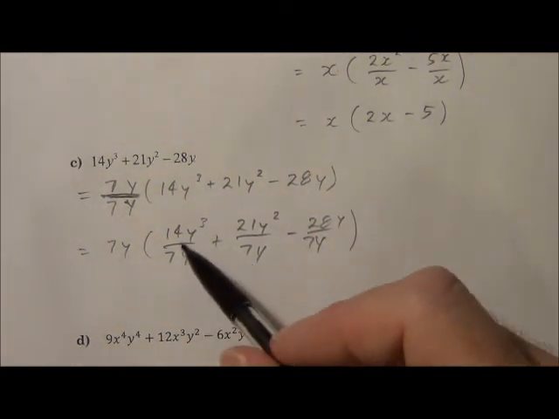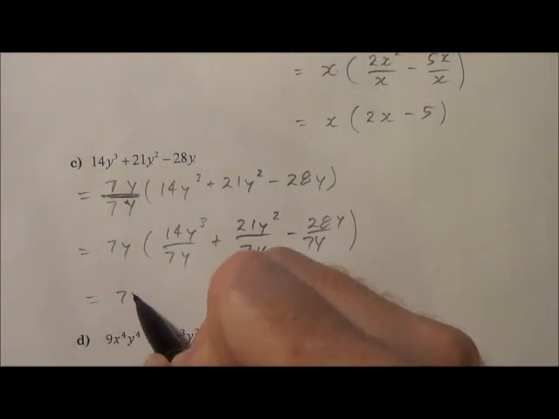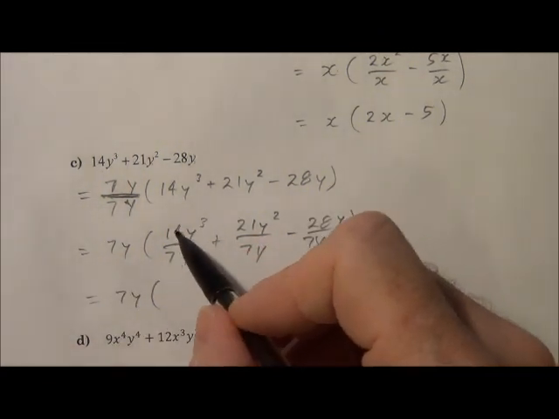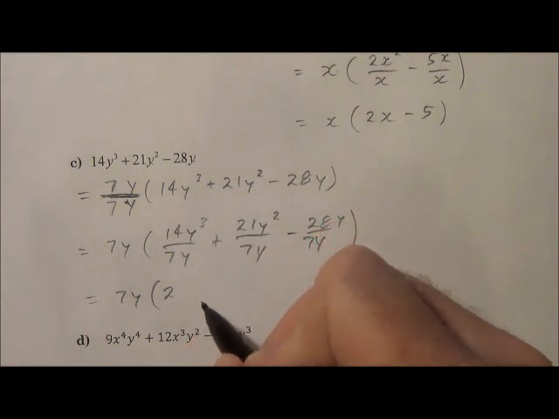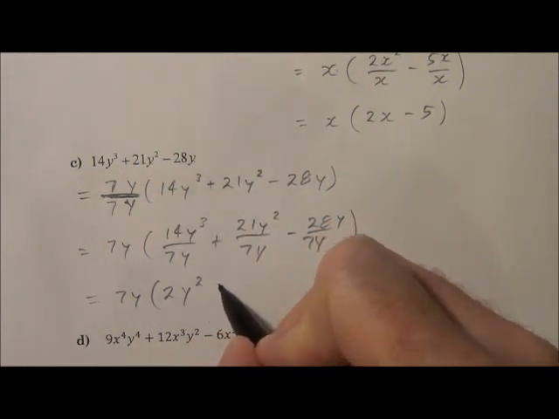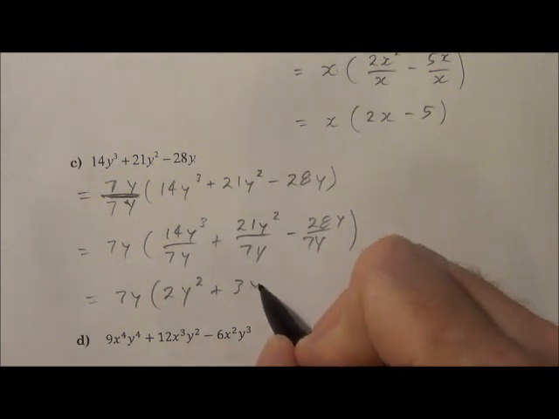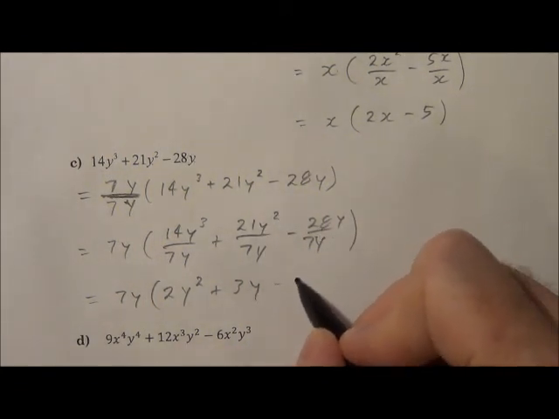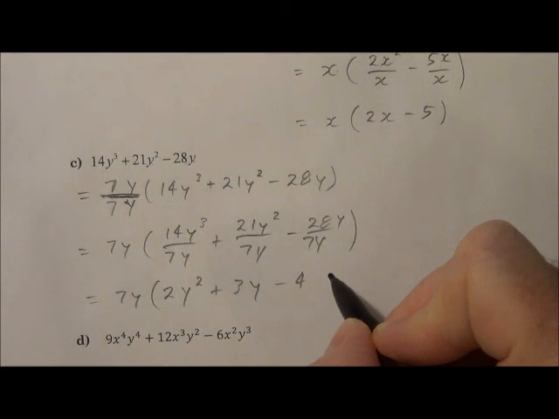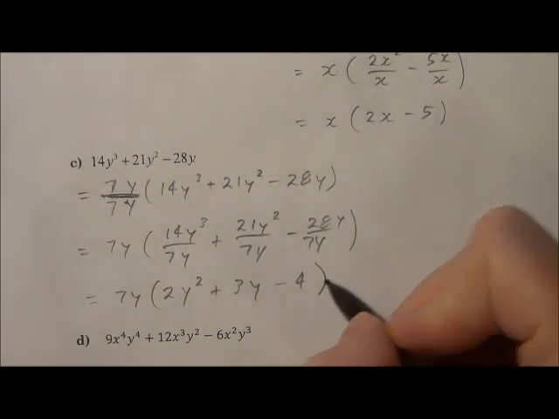And now I'm just going to simplify inside the brackets, so I'm left with 7y outside. Then we've got 14 divided by 7 is 2, y cubed divided by y is y squared. 21 divided by 7 is 3, y squared divided by y is y. And 28 divided by 7 is 4, and y divided by y is just 1.